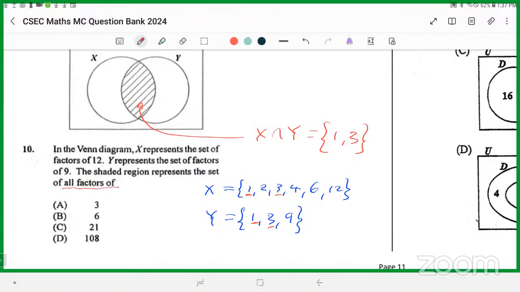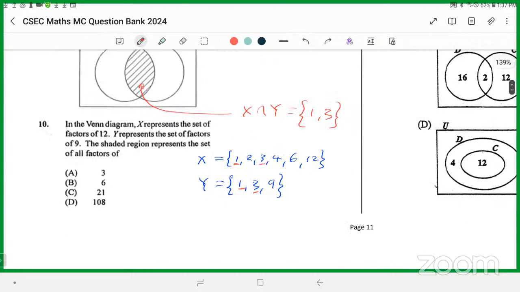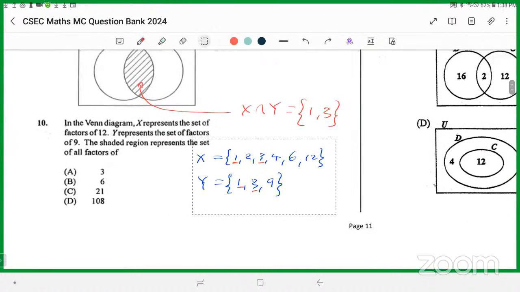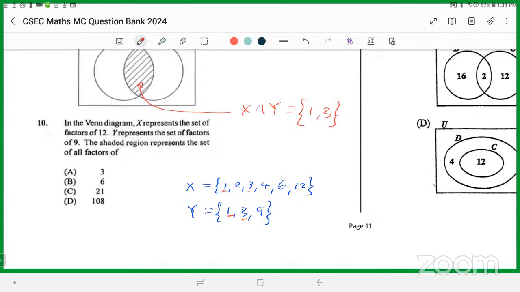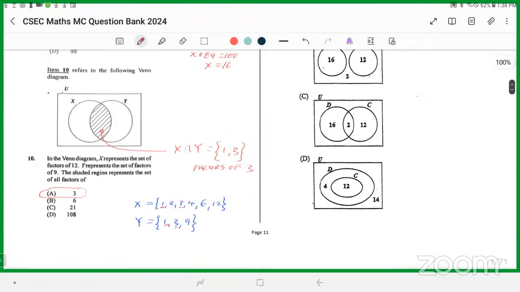And 1 and 3 are factors of 3. So these happen to be factors of 3. So that's what the answer is. The shaded region, which is the intersection, happens to be the set 1, 3, which are the factors of 3. So the answer is this one. Factors of 3. All right, that is that.